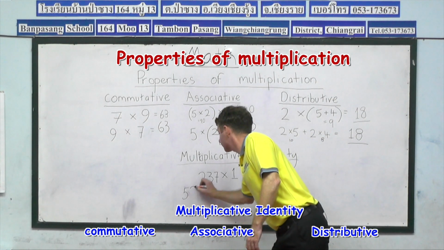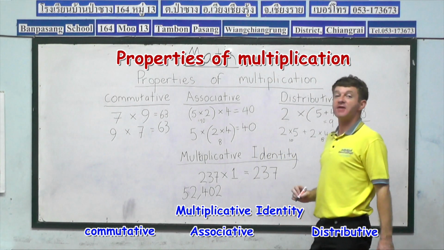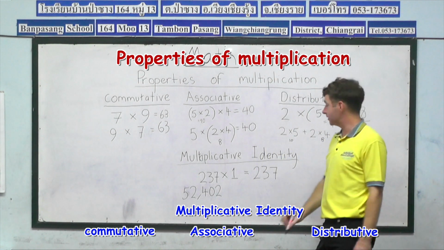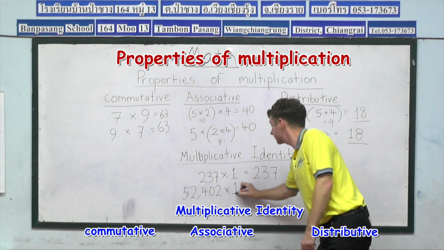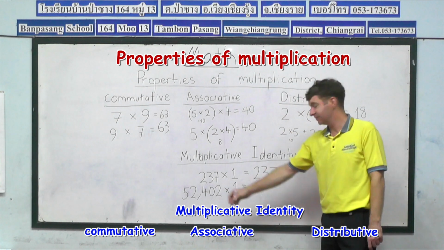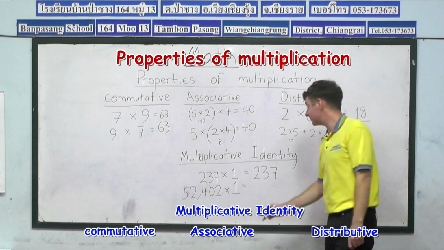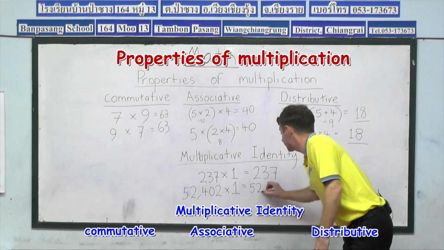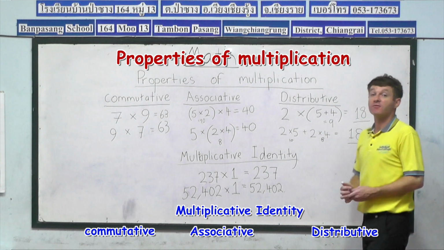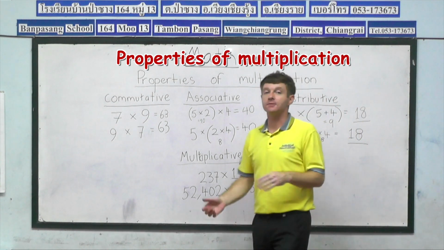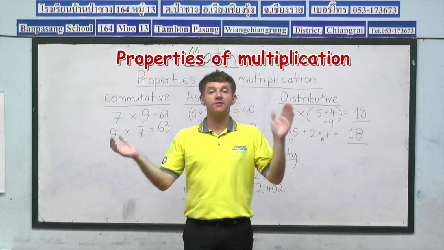How about 52,402 times 1 equals... You see, it's the same answer every time. 52,402. And these are the 4 properties of multiplication that we've learned about already. And guys, that was a brilliant job. Very well done.